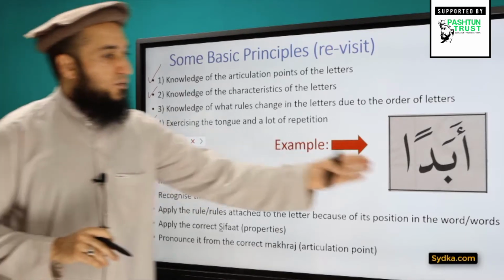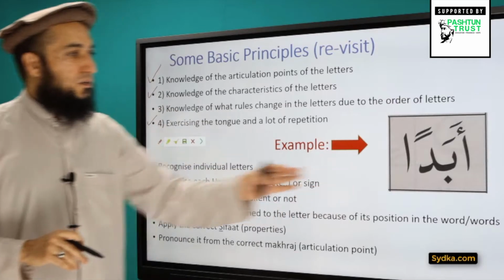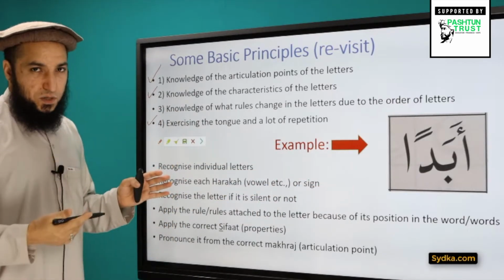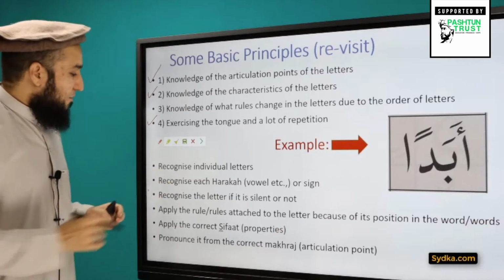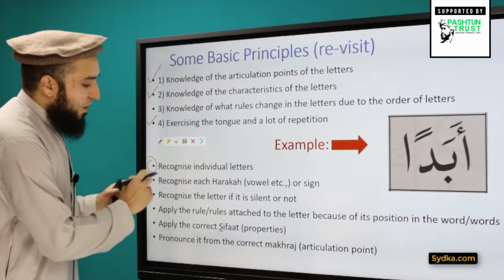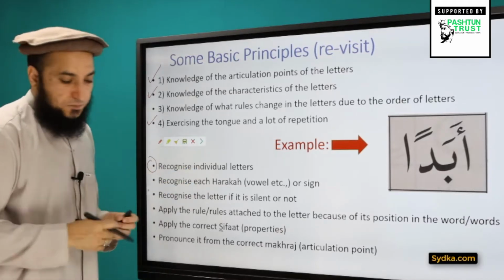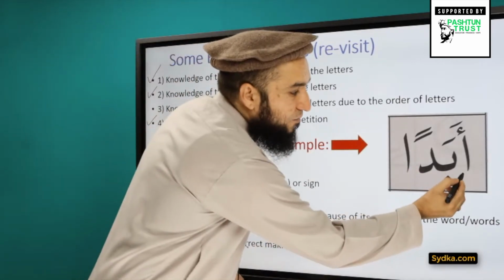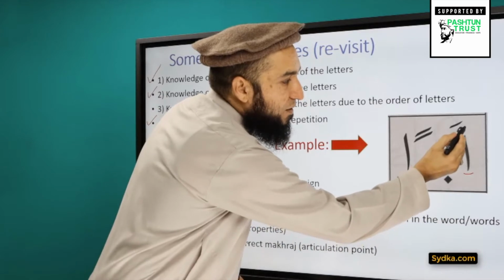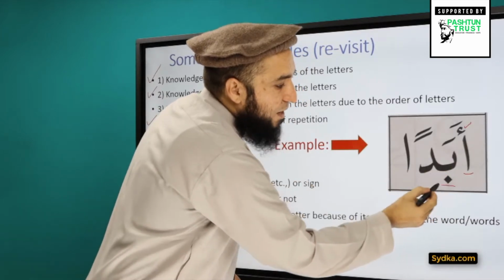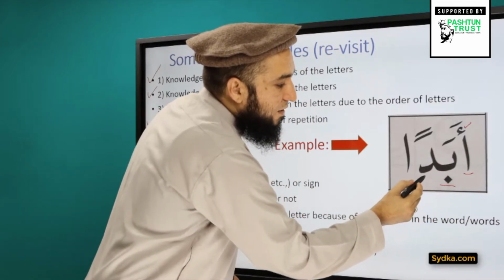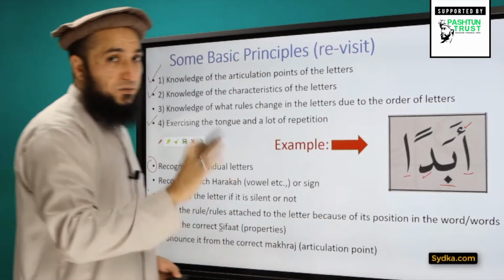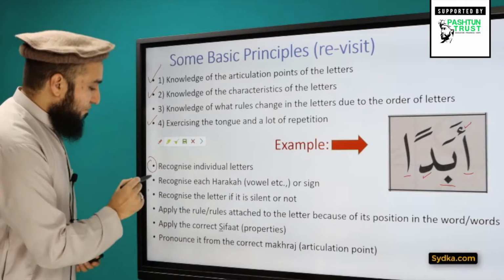So if we are given, for example, a word, we have to apply these steps to make our reading or recitation easy. The first one is recognizing individual letters. So if we go to here, the first one is Alif, second one is Hamza, third one is Ba, and next one is Dal. And the final one is Alif. So we recognized individual letters, step one.